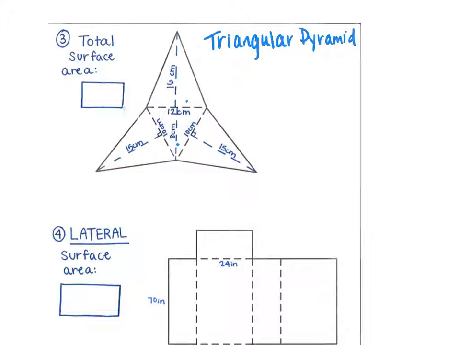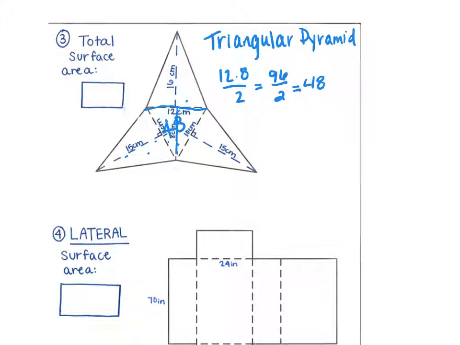So the base of this is 12 times 8 divided by 2. So 12 times 8 divided by 2. 12 times 8 is 96. 96 divided by 2 is 48. So this bottom piece right here is 48 centimeters.